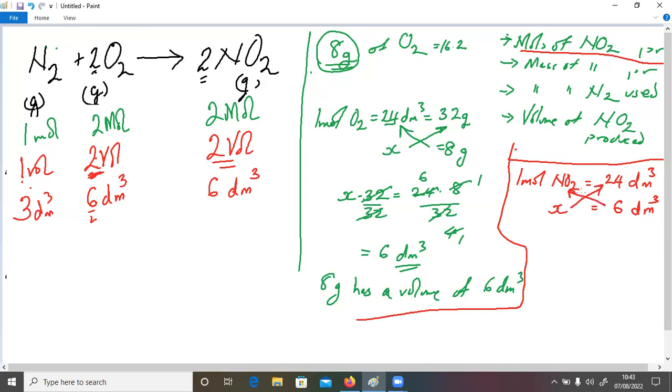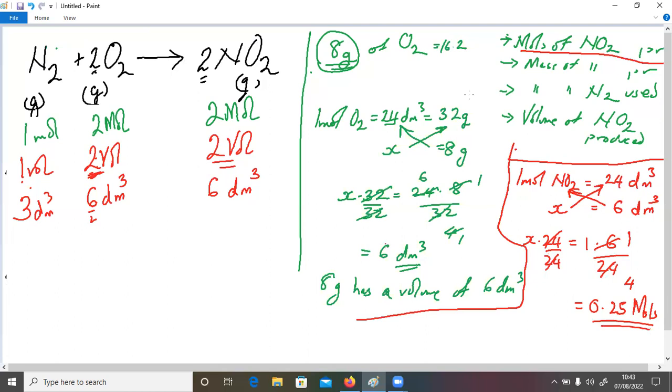Always write terms together. So cross multiply. We are going to get x multiplied by 24 is equal to 1 multiplied by 6. Divide by 24 both sides, making x the subject of the formula: 1 by 6, this is 4, this is 0.25. That's a quarter of a mole. That is the moles of nitrogen dioxide that will be produced.